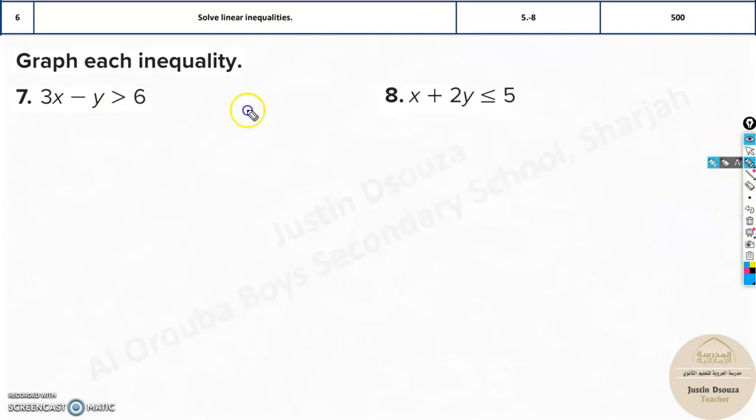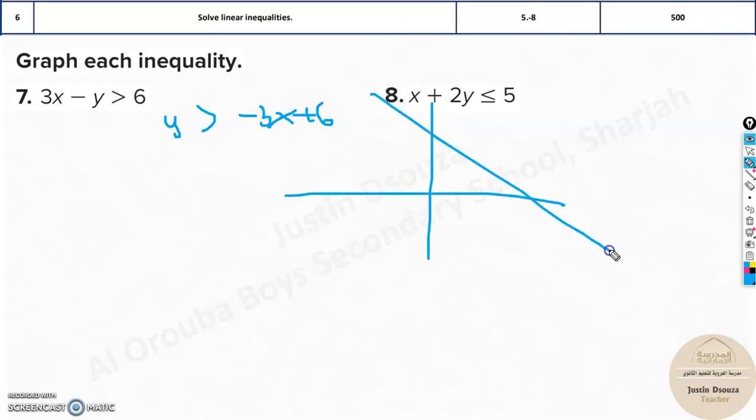Same way, let's do this over here. Y will be greater than minus 3x plus 6. So the graph will be going downwards and the intercept would be at 6. And make sure it's y is greater than. So it's a dotted line. And then check what is it? Upwards, right? So all the solution region is upwards. So that is the answer.